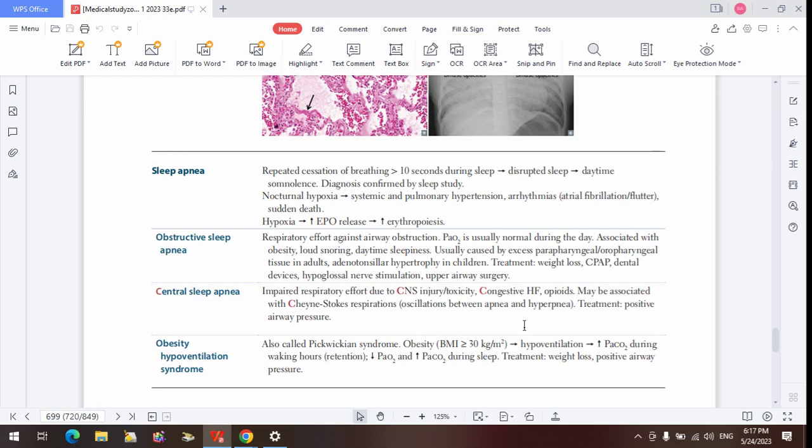Just remember, narcotics or stroke or anything that affects the respiratory center, or congestive cardiac failure that reduces perfusion to the respiratory center. Those are the two mechanisms that you can use to explain it.